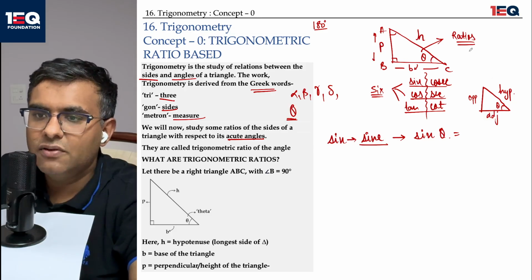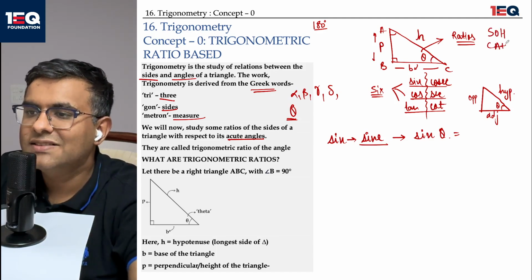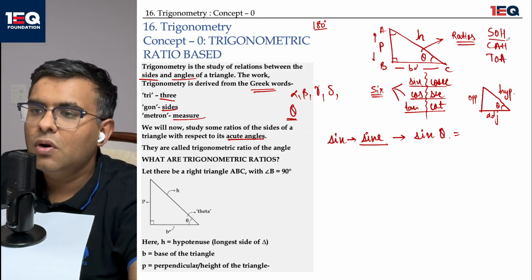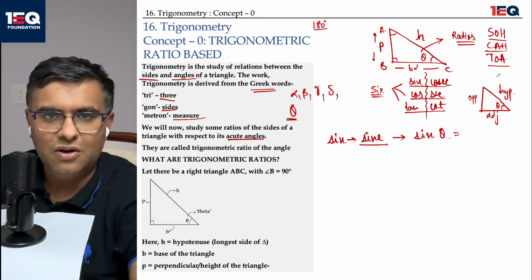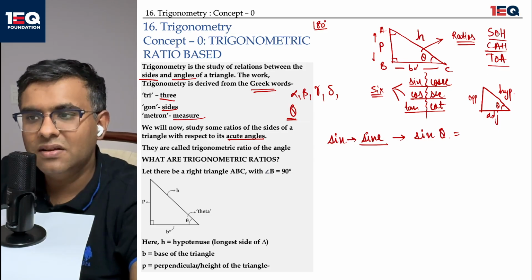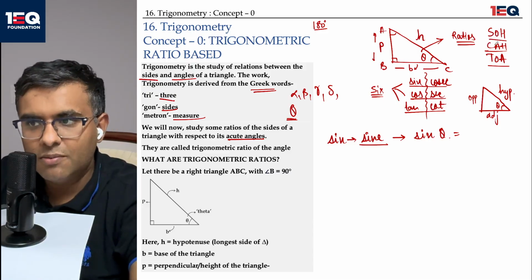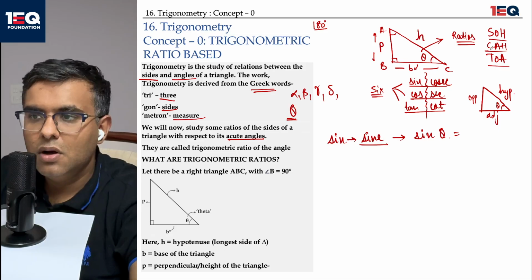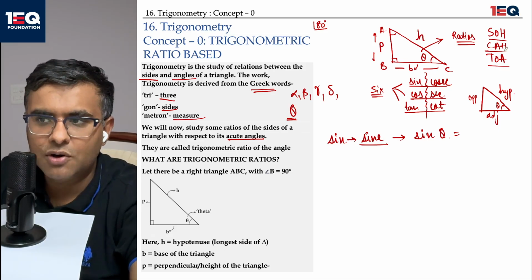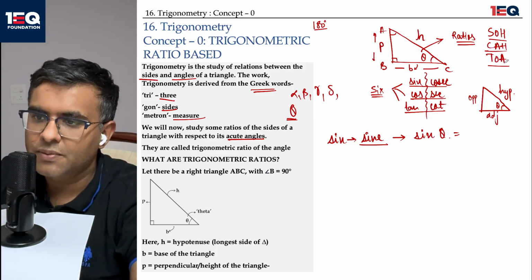I'll give you a very quick mnemonic for it: SOH, CAH, TOA. You need to remember only these three. Sine stands for opposite upon hypotenuse, cos stands for adjacent upon hypotenuse, and tan stands for opposite upon adjacent.